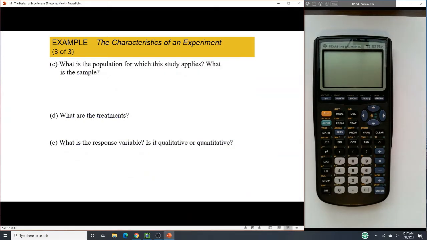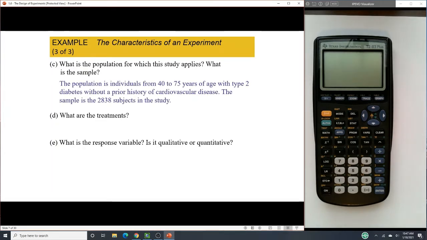What is the population for which this study applies, and what is the sample? So our population are any individuals 40 to 75 with type 2 diabetes without a prior history of cardiovascular disease. So pretty specific there. But it can be anybody at that age, doesn't matter where they're from, just any of those people. And then the sample was the actual 2,838 subjects in the study.